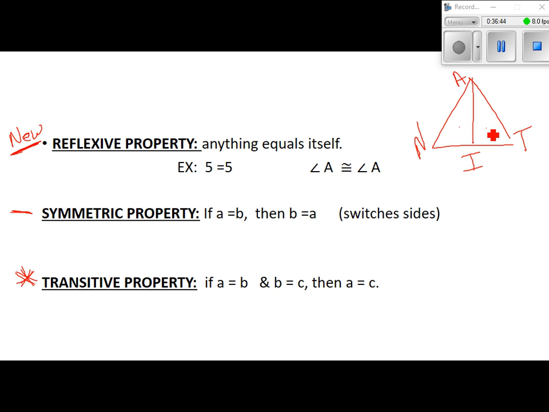Well, one of the steps in proving that they're the same is when I separate these two triangles, what do you notice about this side in the triangle on the left and this side in the triangle on the right? Same. It's the exact same segment. They're both segment AI. So what we're going to have to say in there is that segment AI is congruent to segment AI.